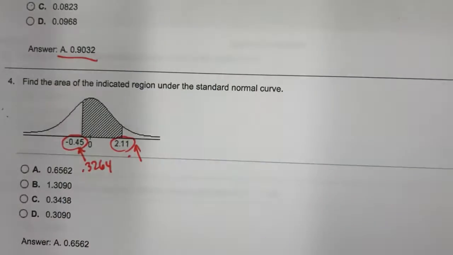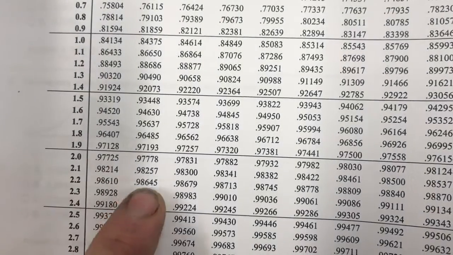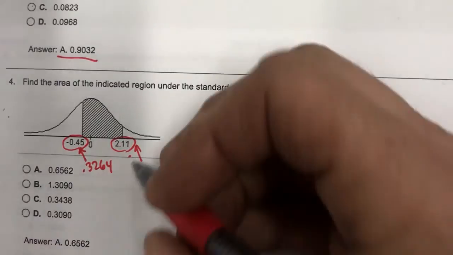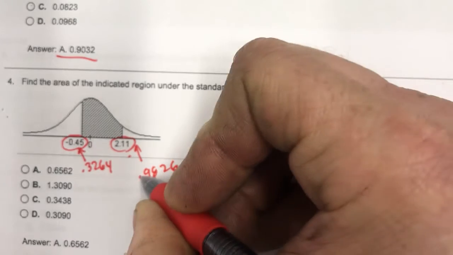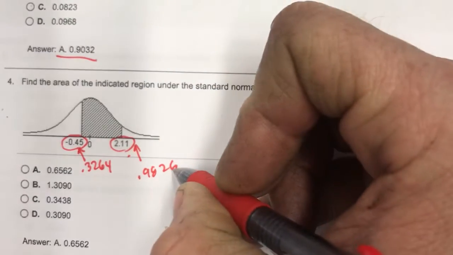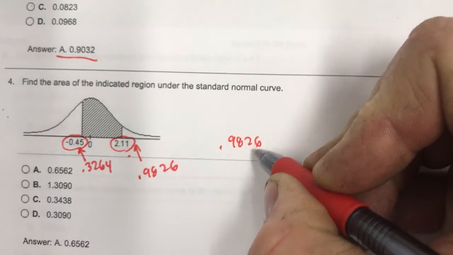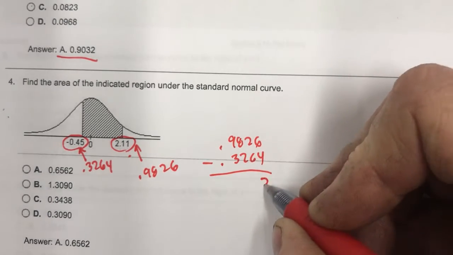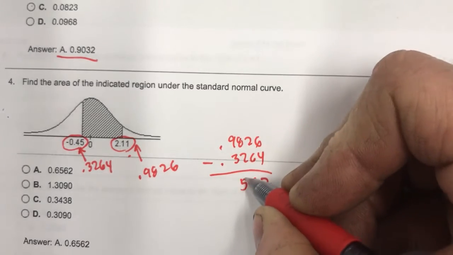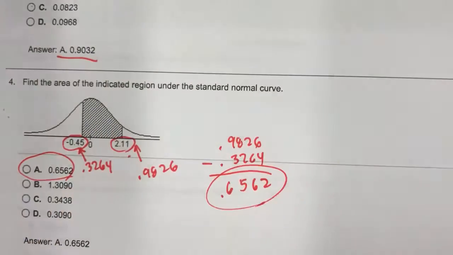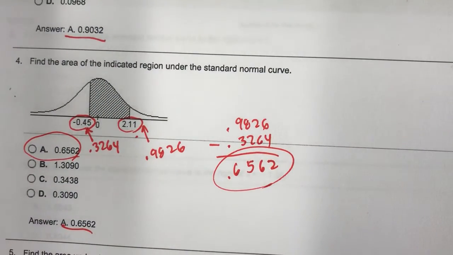Now what's 2.11? Let's see here. We've got to get the positive one. So 2.11 is right there, 0.9826. The chart I have goes 5 decimals, where this just does 4. So now, once I have those two, I subtract them. So 0.9826 subtract 0.3264. When I subtract there, I get 0.6562, which is right there, A. And you can see the answer right there. We're in good shape.